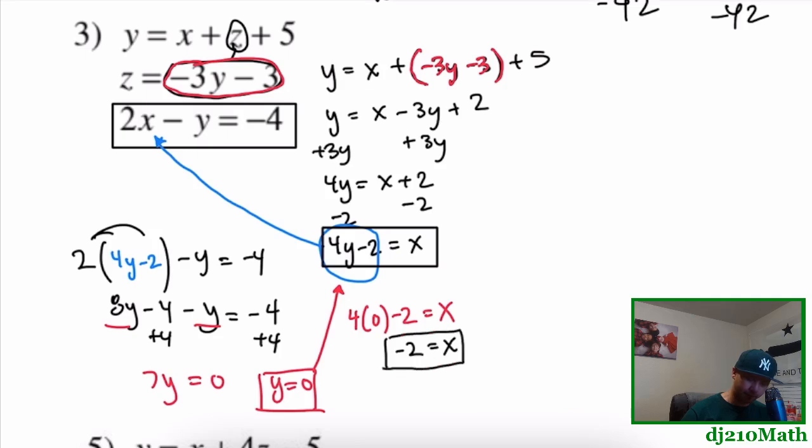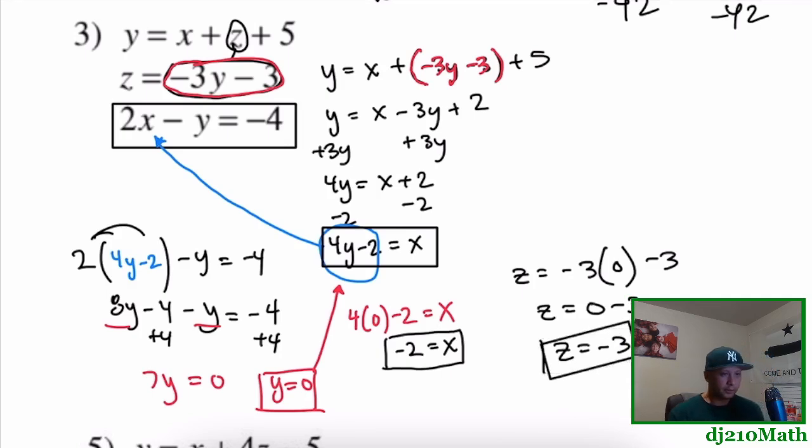So now we have an x and a y. We just need a z. So the middle equation is already solved for z. So z is equal to negative 3y, which is 0, minus 3. z is equal to 0 minus 3. Therefore, z is equal to negative 3.